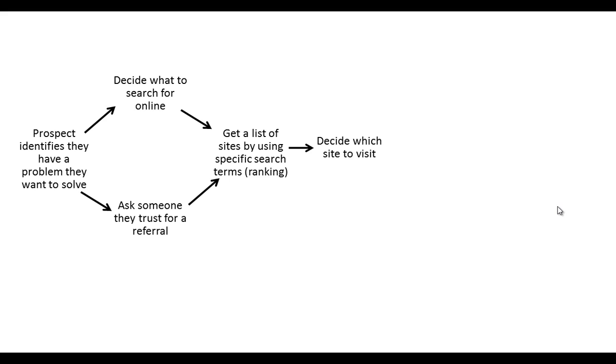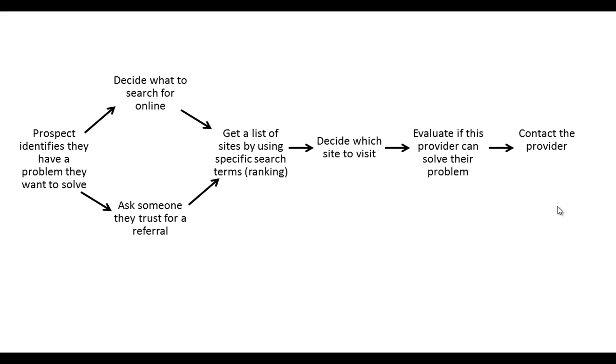Which site looks like it might be the site that can provide a solution to this problem that I need to solve? They decide which site they're going to visit, they click on it, and then they explore that website, and they evaluate, is this provider the one that can solve my problem? And if they look at that information and decide, yes, this provider can solve my problem, then and only then do they contact the provider. This is the process that a prospect uses.